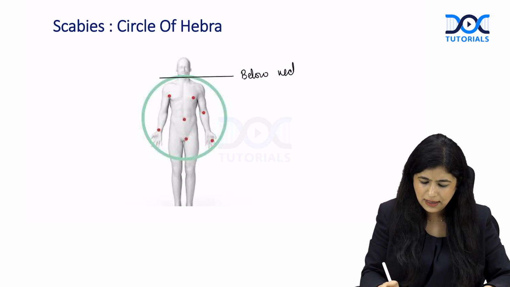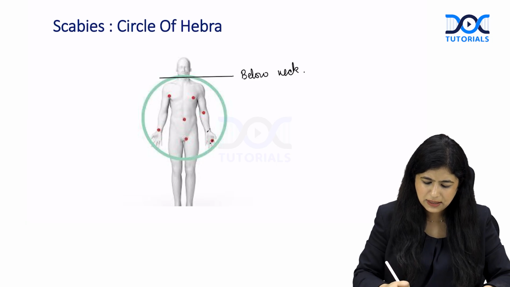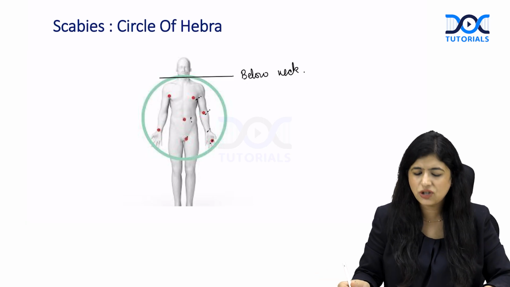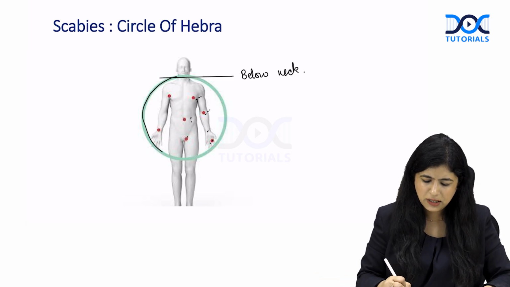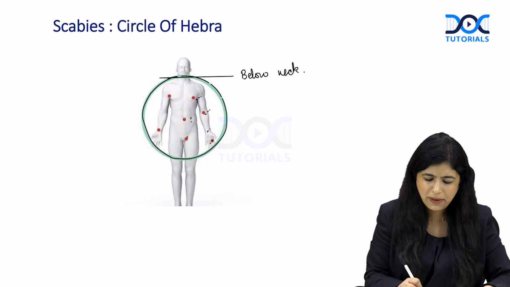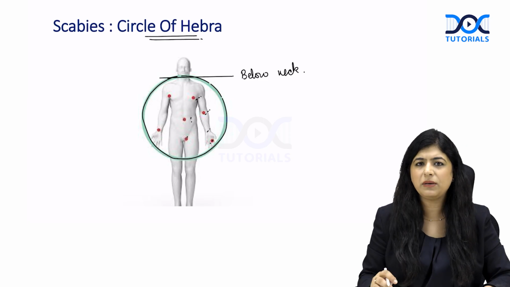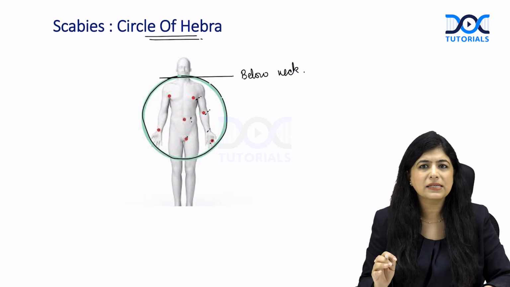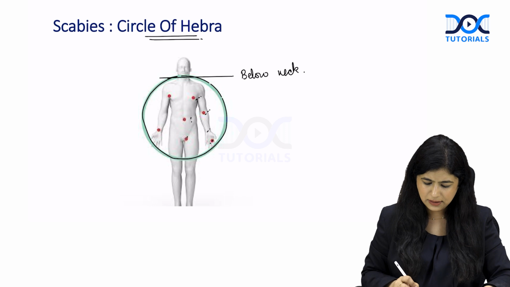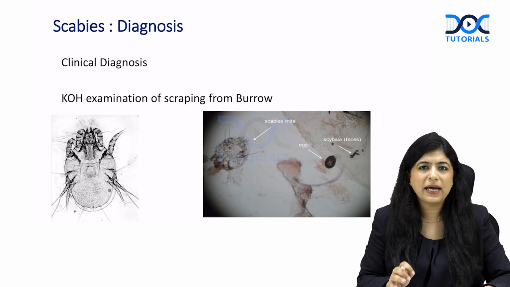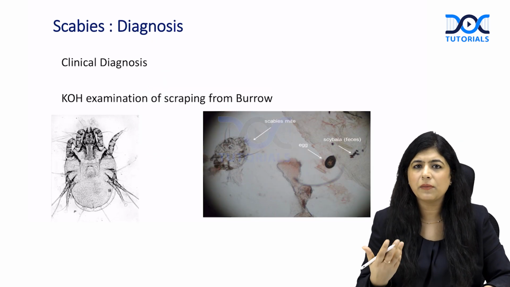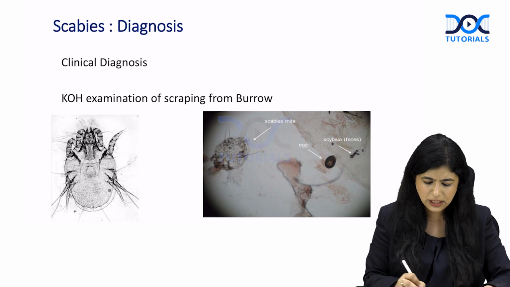In the distribution of lesions in adults, you see that the lesions are present below the neck, and they are present commonly on the finger webs, the wrist, the cubital fossa, underarms, trunk, as well as the genitalia. A circle can be made through these common sites. This pattern is called the circle of Hebra, and remember, classically in scabies, the lesions are seen in this distribution.